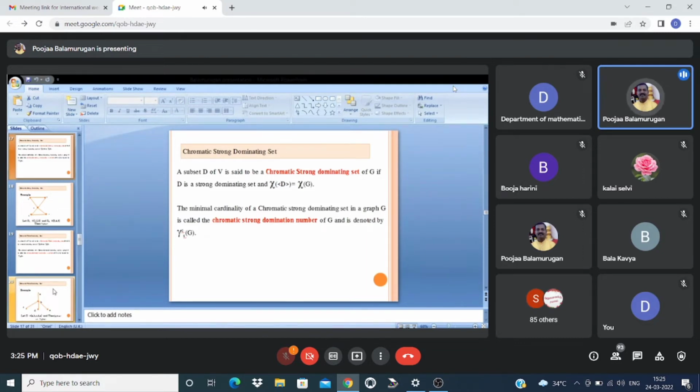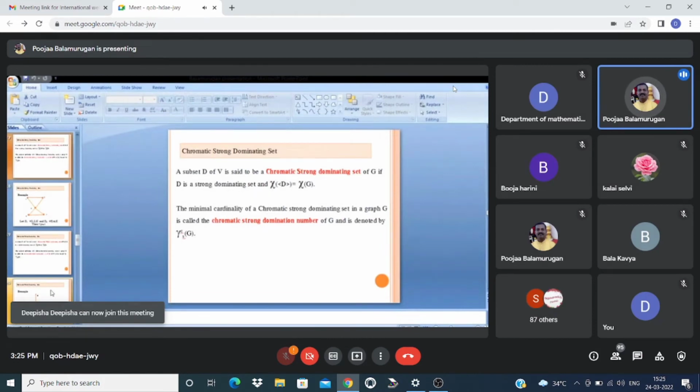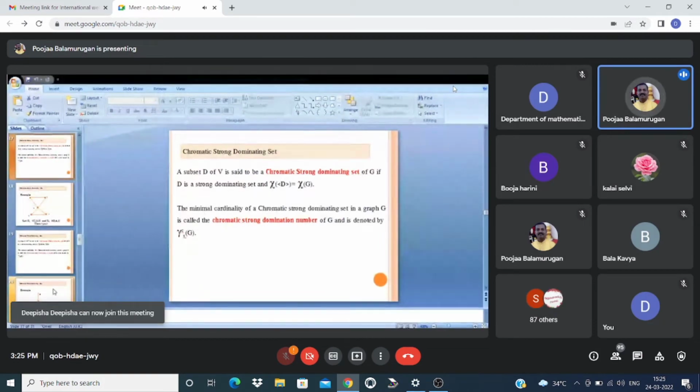So it is a chromatic strong dominating set. Previously, the DOM chromatic set was introduced by Dr. Bhubala Ranjini and T.N. Janagiraman. A set D is said to be a DOM chromatic set if D is a dominating set and chi of induced D equals chi of G.